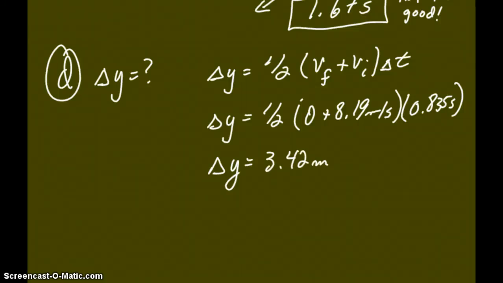Delta y is equal to 3.42 meters. Wow. That's not very high kick at all. That one will probably get blocked. So there you go. So that's how you solve those 4 types of problems. I hope this has helped, and give me some feedback. I'd like that.